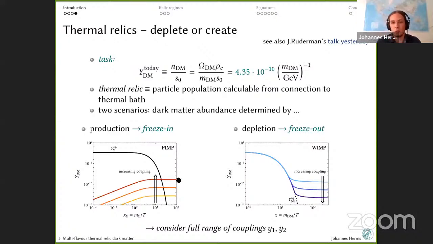That's freeze-in. Or what can also happen is that the dark matter abundance in the beginning is thermalized with the standard model, so that the abundance is very large, and then it's a question of depletion. How much can we deplete the dark matter before it freezes out, before the connection with the standard model freezes out, and the dark matter abundance stays constant. So in this study, we consider the full range of couplings, both small couplings that lead to freeze-in and large couplings that lead to freeze-out, and anything in between.